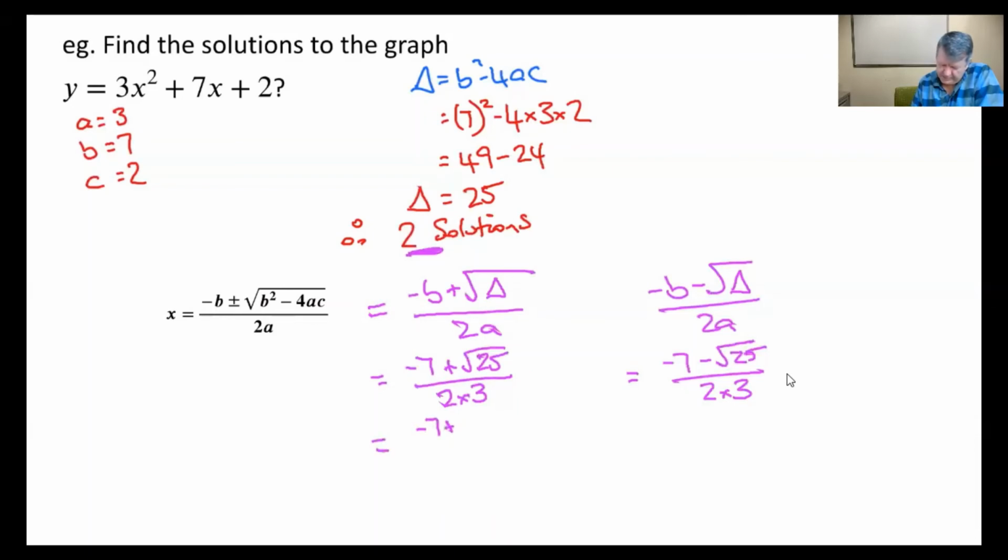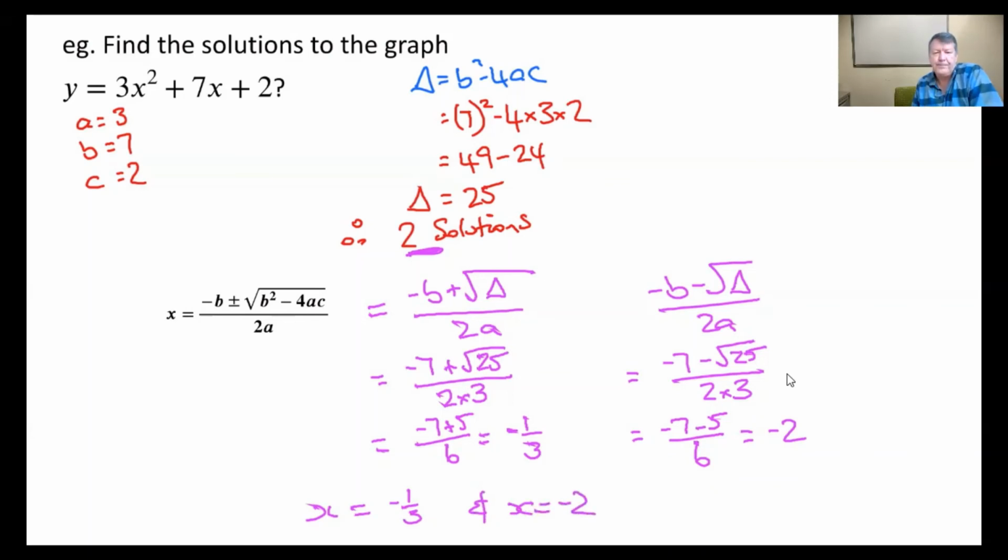Let's do this one first. Negative 7 plus 5 over 6, which is negative 2 over 6, which is negative 1/3. And this one, negative 7 minus 5 over 6, which is negative 12 over 6, is negative 2. So our two solutions, our two x-intercepts, are x equals negative 1/3 and x equals negative 2. All right, there's our solutions.